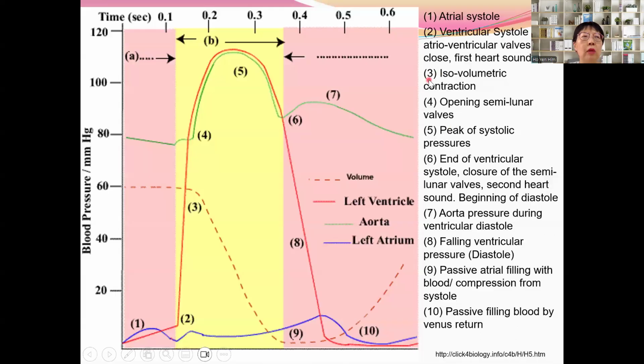So please pay attention to number 3, isovolumetric contraction. Isovolumetric contraction means when the ventricle contracts, the volume of blood inside remains the same. This is during the linear part. When the line increases linearly, this is the period of time. Number 3 means isovolumetric contraction. The ventricle contracts, but the volume remains the same because the blood cannot go out from the ventricle until its pressure goes higher than the aorta.